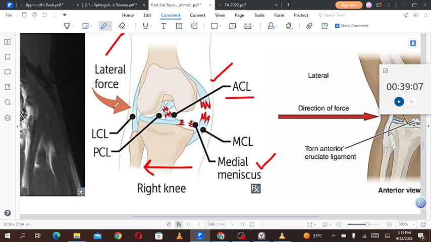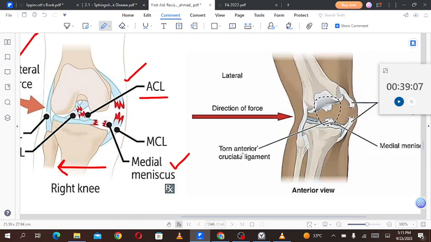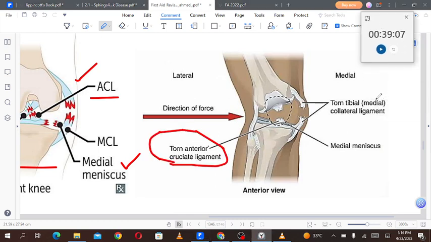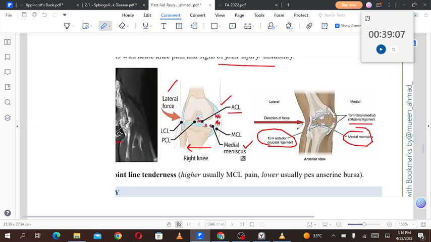But since there is a lateral force, there is a chance of damage to this lateral meniscus as well. Now you can see it over here. There is another picture showing that whenever there is a force directed laterally, there will be a torn anterior cruciate ligament, then the torn tibial medial collateral ligament, and the medial meniscus is also damaged. So this is an unhappy triad.